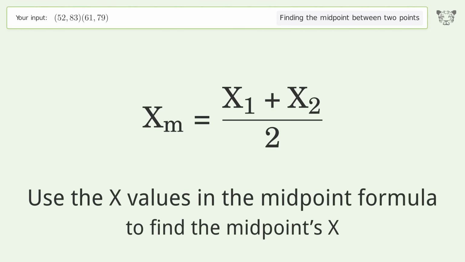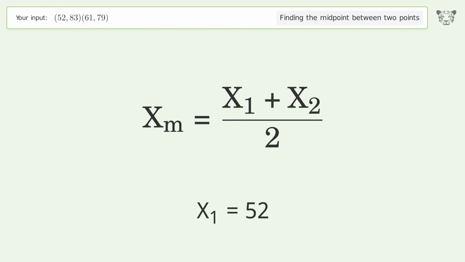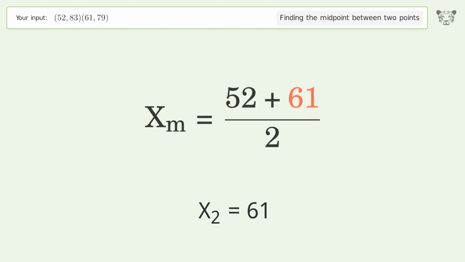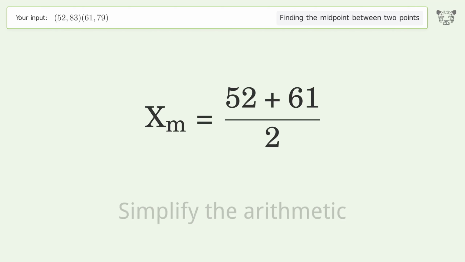Use the x values in the midpoint formula to find the midpoint's x. x1 equals 52. x2 equals 61. Simplify the arithmetic.